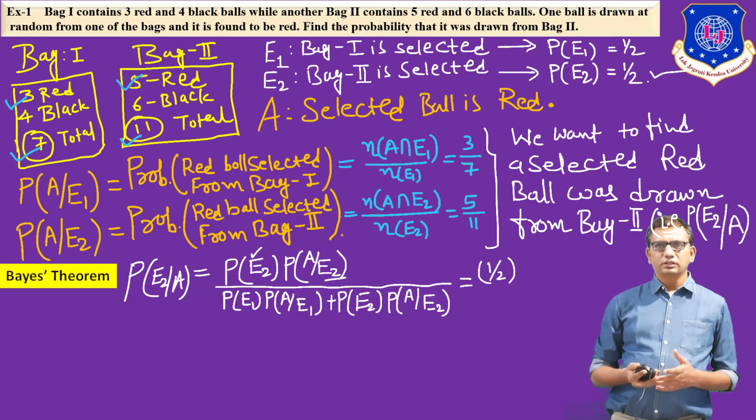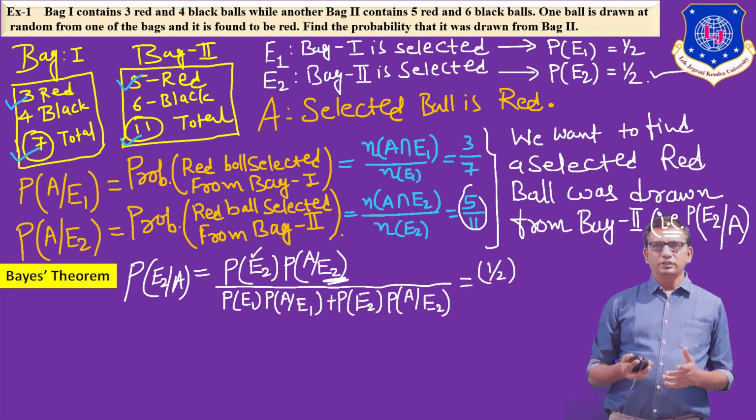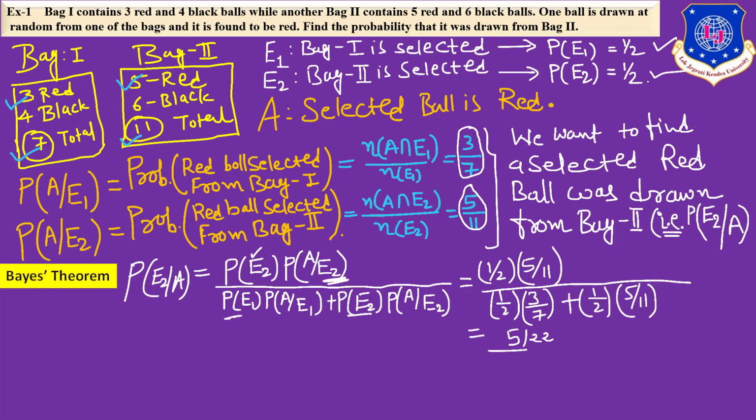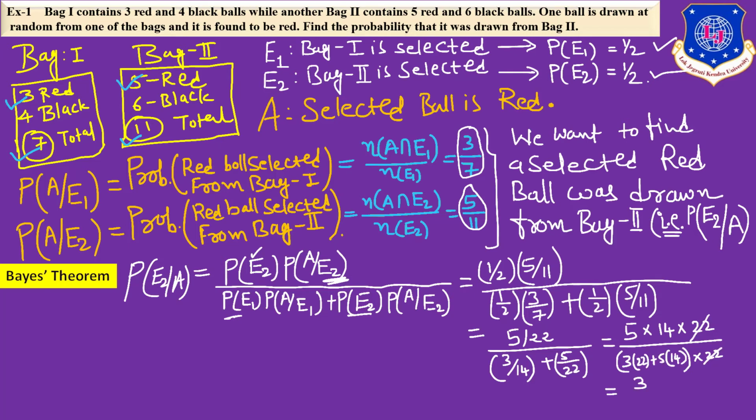Now we have all the events' probabilities ready. So we apply 1 by 2 in place of probability of E2. Probability of A slash E2 is 5 by 11, which we already calculated, and the probability of A in the denominator is calculated by the total probability theorem. After simplifying we have in the numerator 5 by 22, and in the denominator 3 by 14 plus 5 by 22. After simplifying properly we get the final answer 35 by 68. So that is our concept of the total probability theorem.